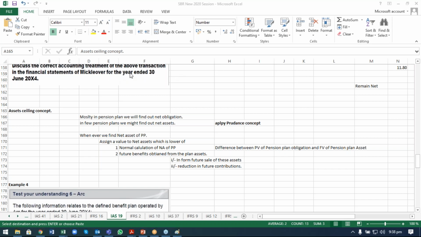No, we are not going to ignore the extra value. We need to make sure which of these values is lower. That should be reported as net pension plan assets within your non-current assets, because most of the time the net pension plan obligation is reported under liabilities. One more thing: the framework provides a guideline that assets and liabilities should not be netted off, but IAS 19 gives a guideline that pension plan assets and liabilities should always be reported as a net value in your books of accounts, rather than separately under assets or liabilities.